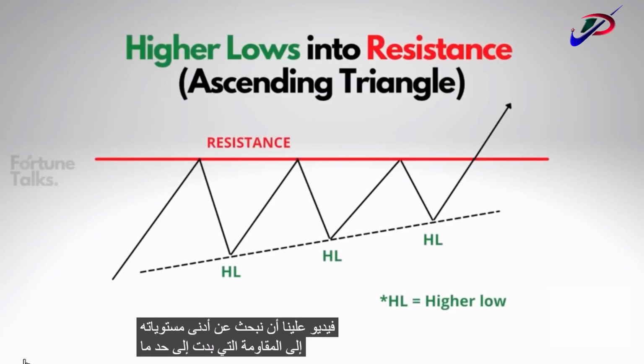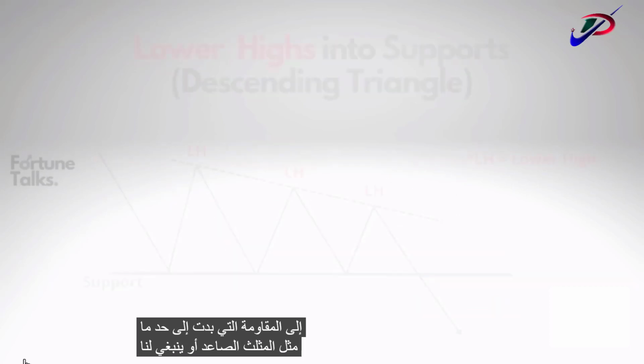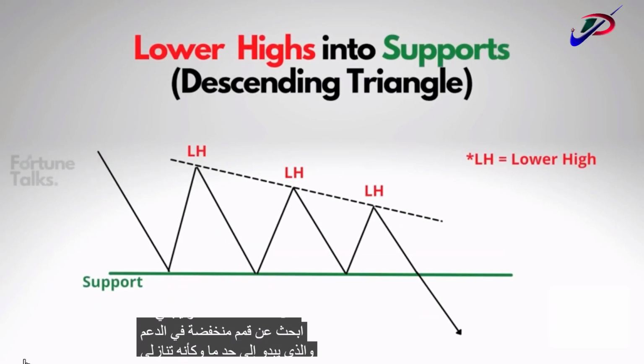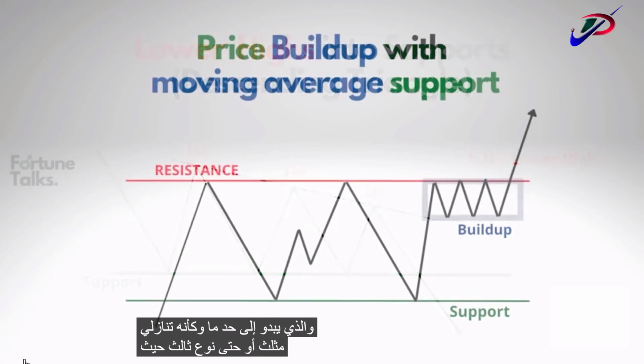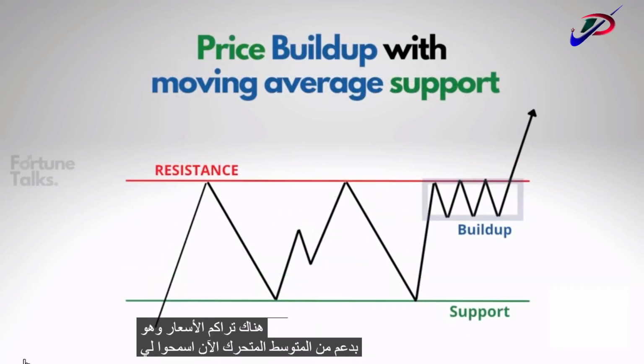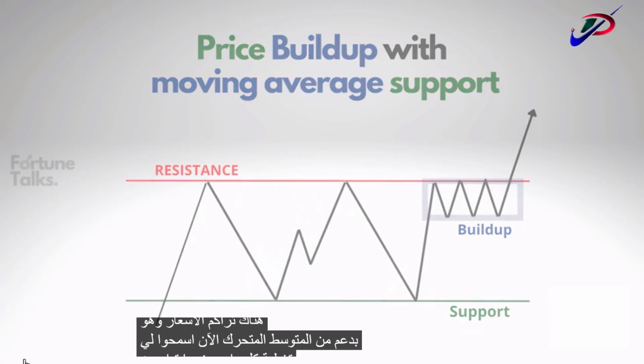We have to look for higher lows into a resistance which somewhat look like an ascending triangle, or we should look for lower highs into the support which somewhat looks like a descending triangle, or even a third type where there is a price buildup which is supported by a moving average. Now let me cover each one of them.